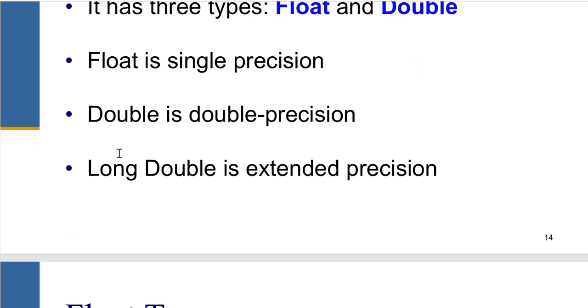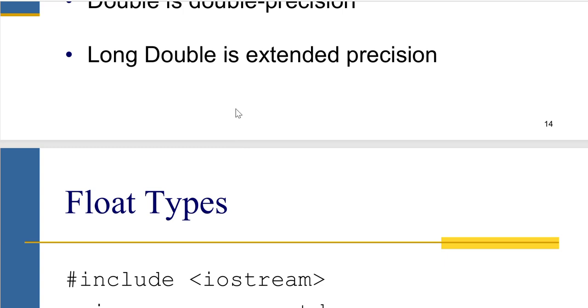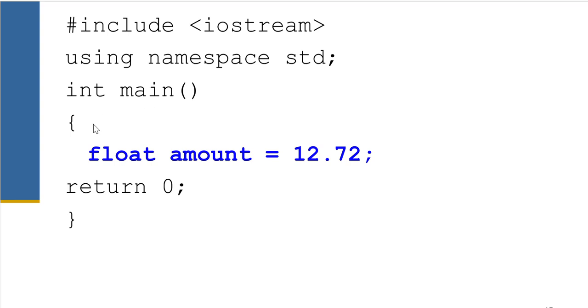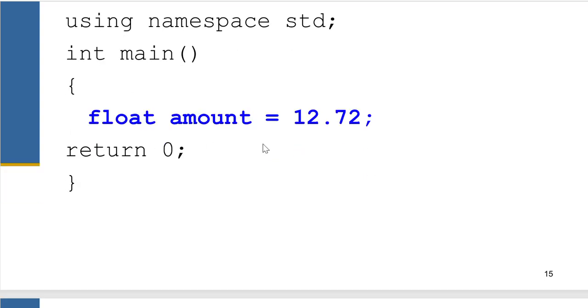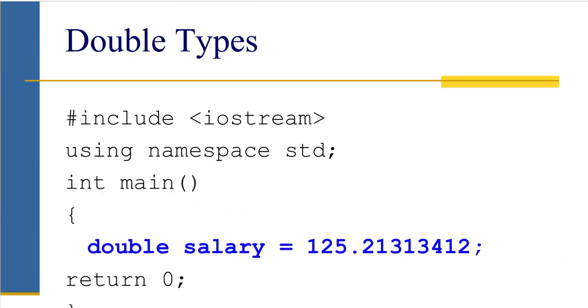So for our floating points, we can have float or double, which we said that the float is single precision and the double is double precision. So for the float types, this is how we declare it in our code. We have the float data type here. We have our identifier. We assign it the value of 12.72. Then we terminate it. So this is how we represent it in our code.